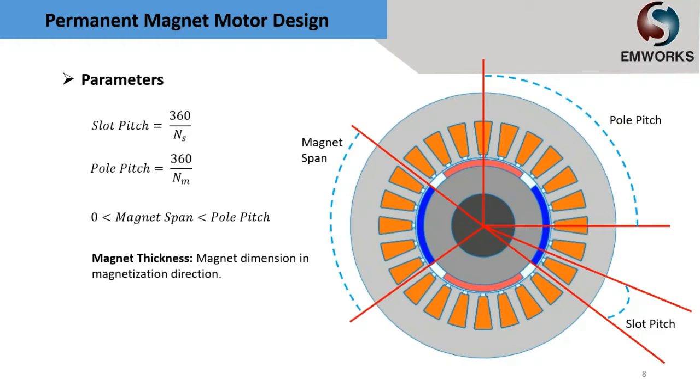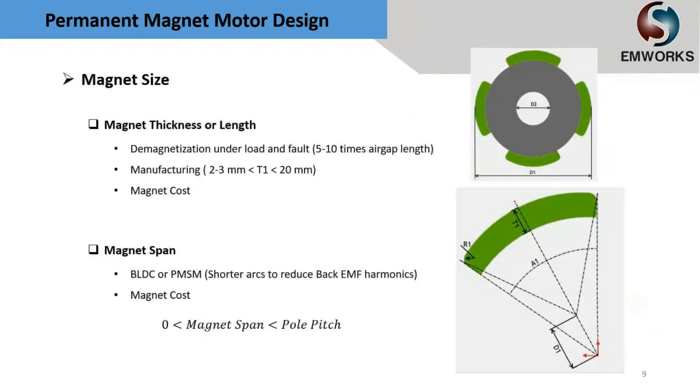These are two parameters. And about the magnet dimension, this is the surface mounted permanent magnet motor. We have two main dimensions for the magnets. Of course, we have the Z direction, but we don't consider this one, which is not part of the design process. It's affected by something else. But here we have two main dimensions. The first dimension is the magnet thickness, or sometimes called magnet length. The magnet length or magnet thickness is the magnet dimension in the magnetization direction.